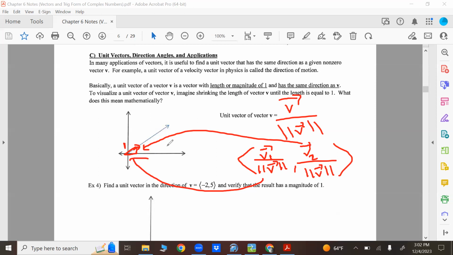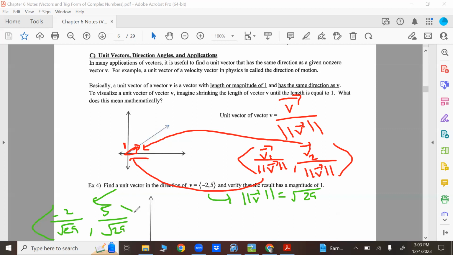So we were asked in example 4 to find the unit vector. All you have to do for example 4 is this. Find the magnitude. That's not hard. That's root 29. So the unit vector is simply going to be -2 over root 29, comma 5 over root 29. That's all.